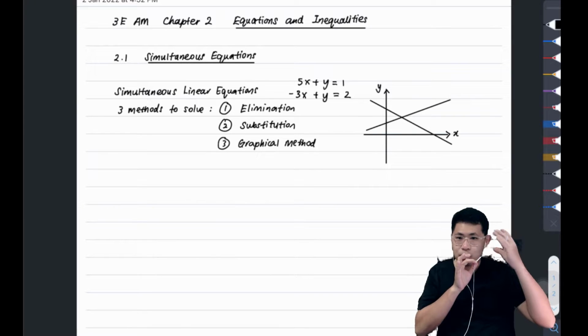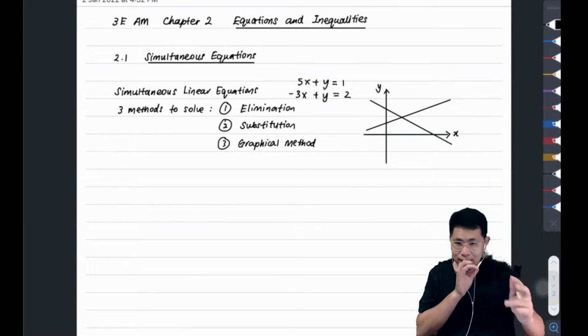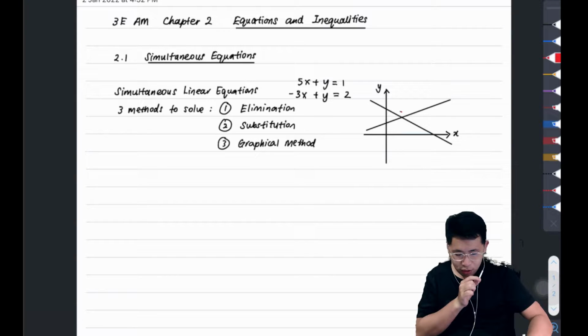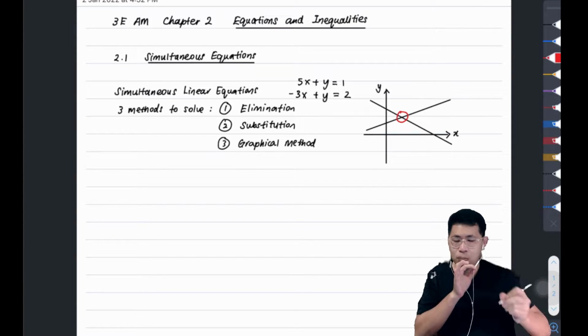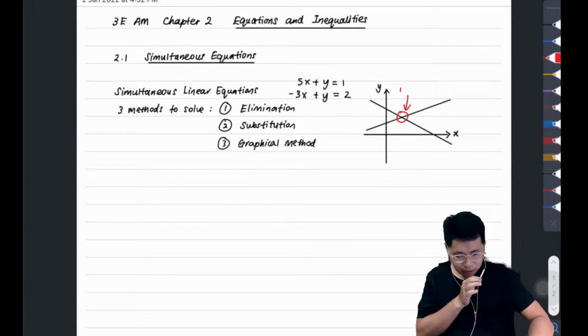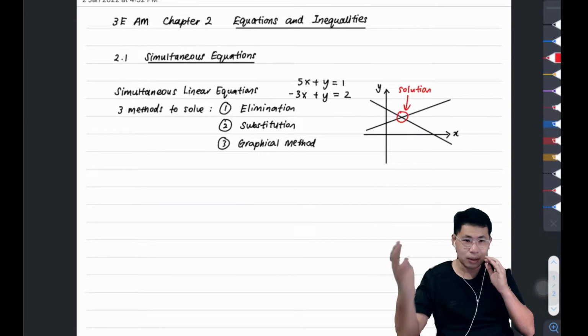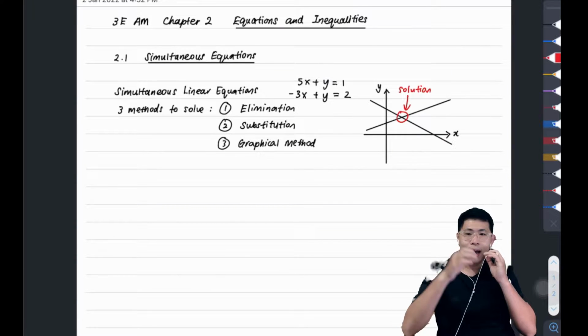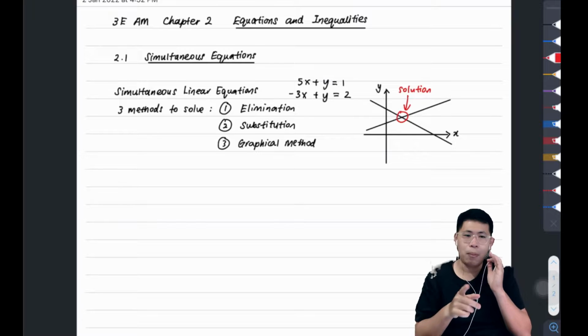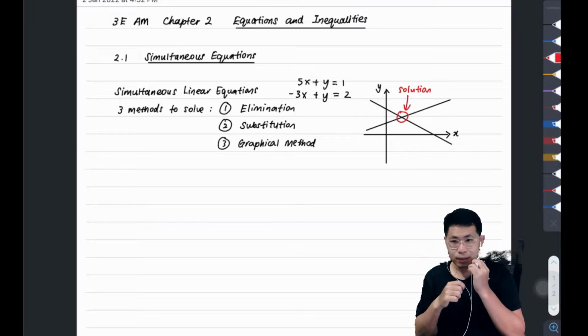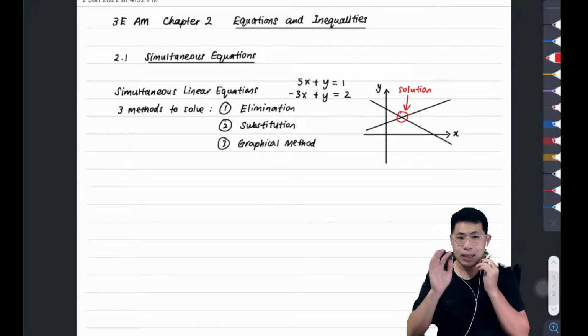So last year we drew 2 straight lines, and the objective of this is to solve for the intersection point, the common solution. The common solution usually comes in x and y, like x equals something, y equals something, and this gives us the coordinates of the point of intersection for these 2 graphs. Okay, so this was what we did last year.